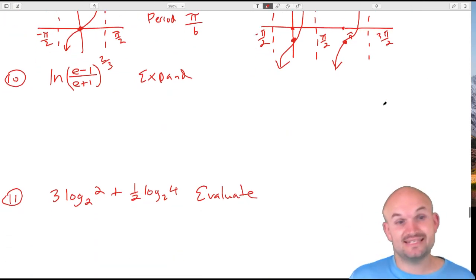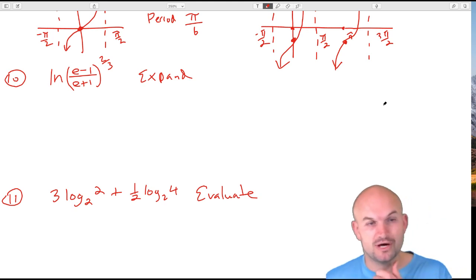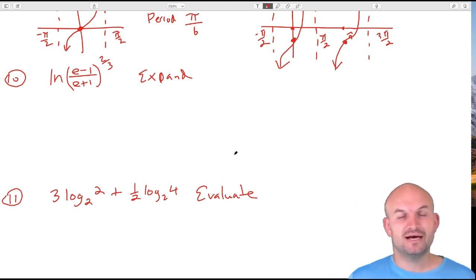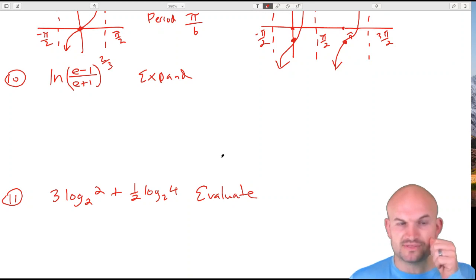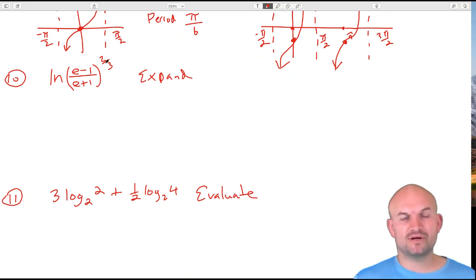All right, so we did a condensing problem. Let's do an expansion problem. So when we're expanding a logarithm, again, this is all just rules of logarithms. So the first thing we want to do is take whatever powers we have and put those down in front.